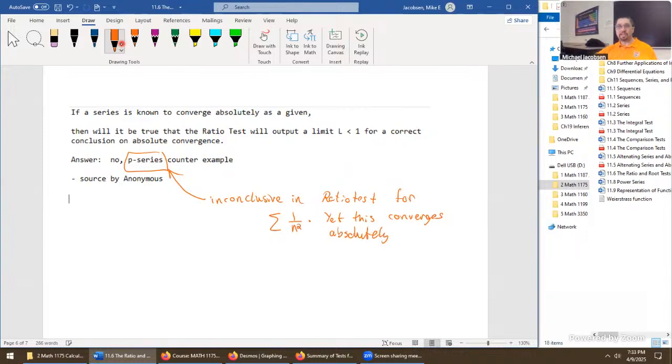It's absolutely convergent because, well, it's positive. We took the absolute value of it. It's still just itself. Then it becomes a p-series with p equals 2 greater than 1 for convergence. So a p-series is an immediate counterexample to this. The source on this one is anonymous by request, but that's a good tie into that last concept right before class ended. Any questions about that logic question here?